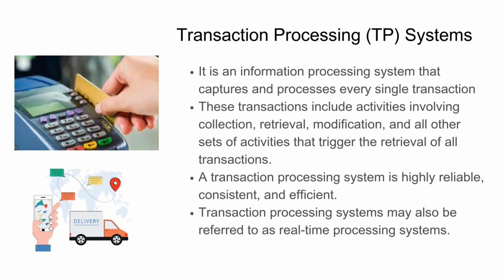Okay, to start off with, let's look at what a transaction processing system, or a TP system, is. It's an information processing system that captures and processes every single transaction that takes place within the organization. These transactions include activities involving collection, retrieval, modification, and all the other sets of activities that trigger the retrieval of all transactions. A transaction processing system is highly reliable, consistent, and efficient. It may also be referred to as a real-time processing system.